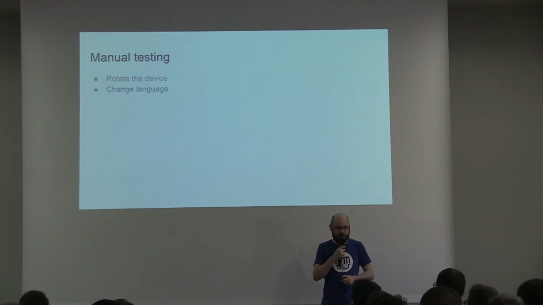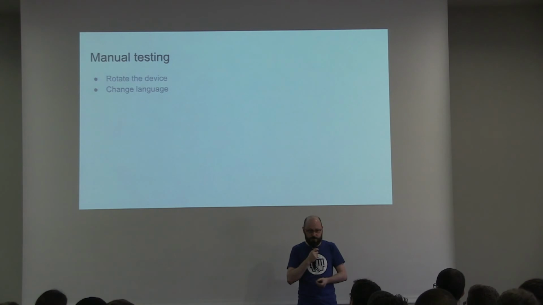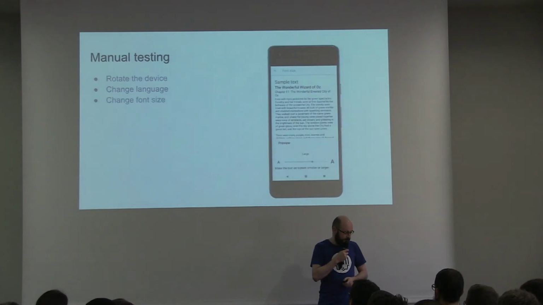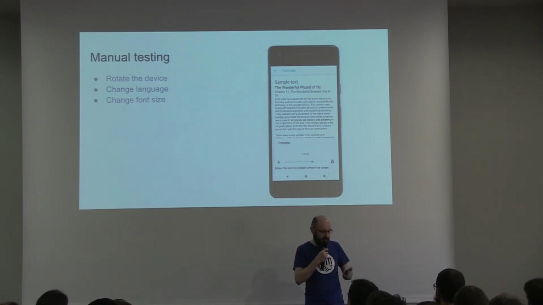Another thing you can do is change the system language to see if all of the text in your app changes according to the new system language. Of course, that only makes sense if your app actually supports more than one language. You can change the font size in Android. And hopefully your app uses the relative font sizes, SP. So all the text should adjust, and all the state should be retained.